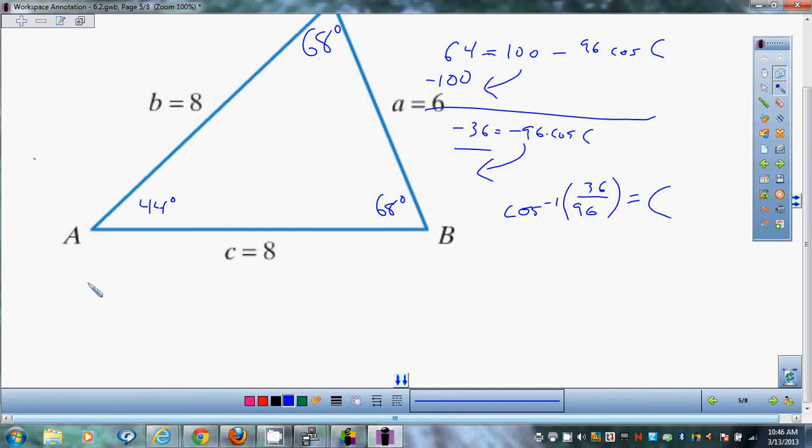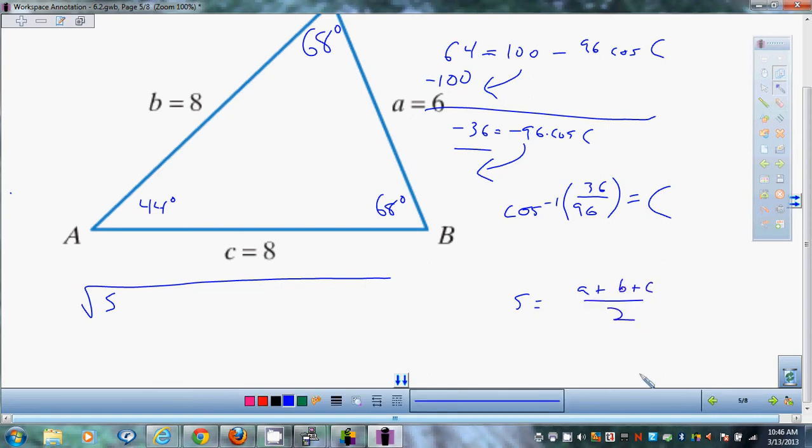But Hero's formula is the square root of S times S minus A times S minus B times S minus C. Now I'm going to tell you what S is right now. S is nothing but the three sides added together divided by 2. This, by the way, is called the semi-perimeter. S is known as the semi-perimeter. It's the perimeter divided by 2.